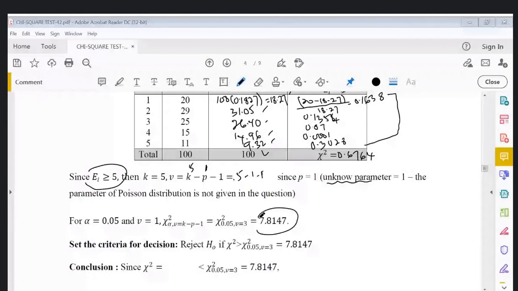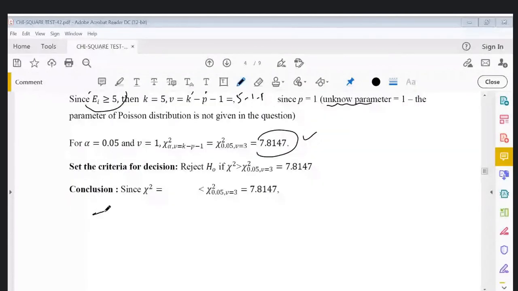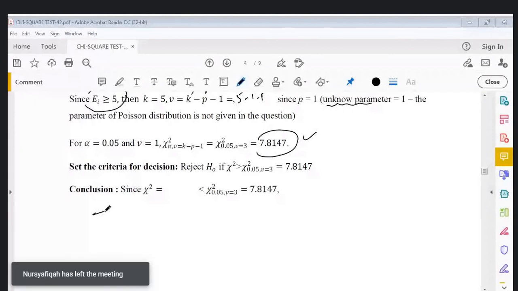We get 0.67 from the calculation and 7.8 from the table. Accept or reject? Accept. When we accept, we can make the conclusion: the defects imprinted follow Poisson.